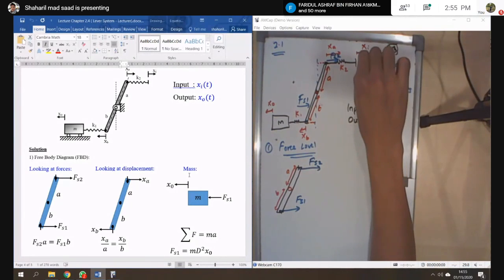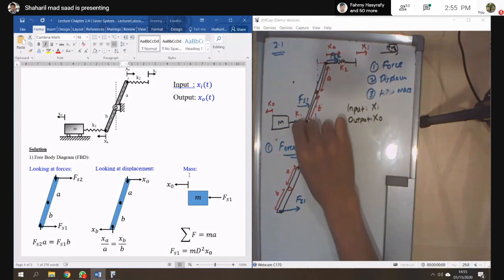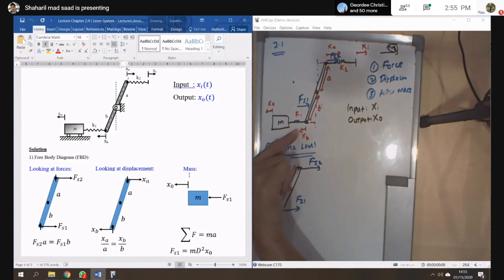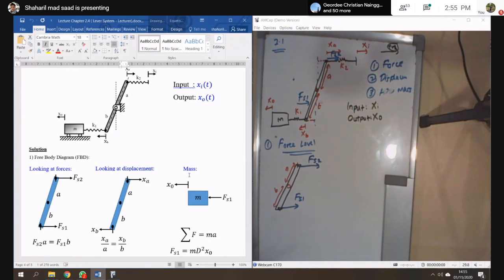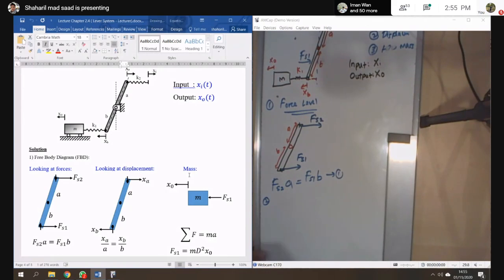So when you pull it, from the spring we pull, and the force will go in this direction. Why? Because this spring tries to push it back. Okay, done. So from these forces we can get Fs2 times A equals Fs1 times B. So this is the first equation. Then number 2, you need to look at the displacement going to the lever.